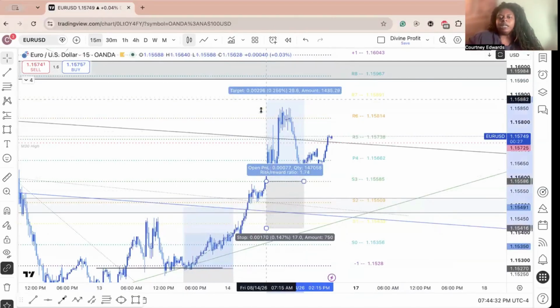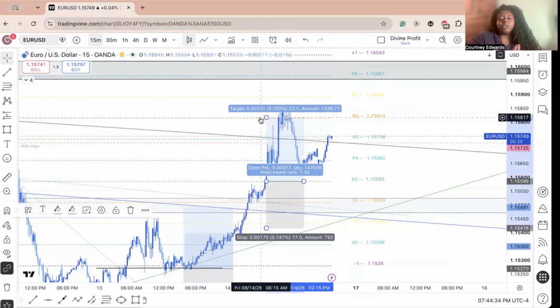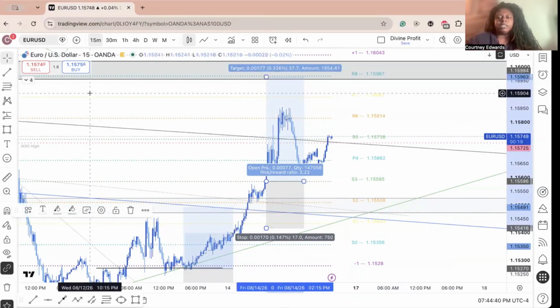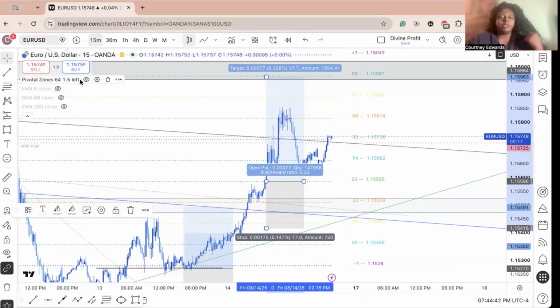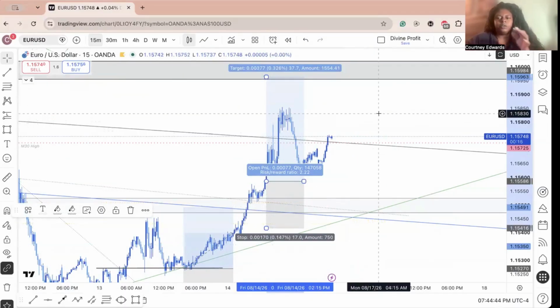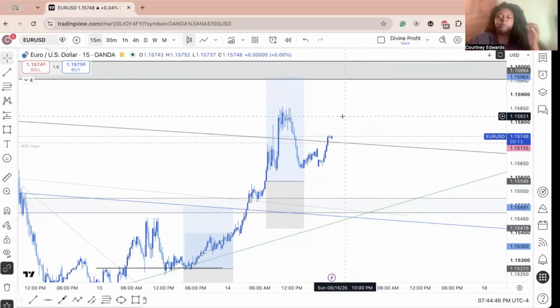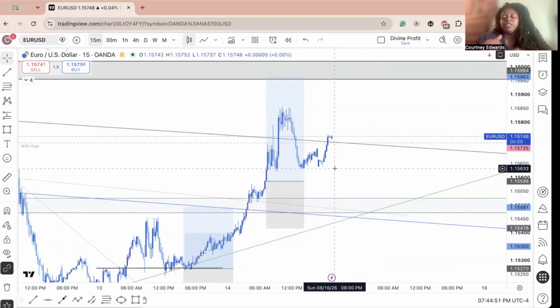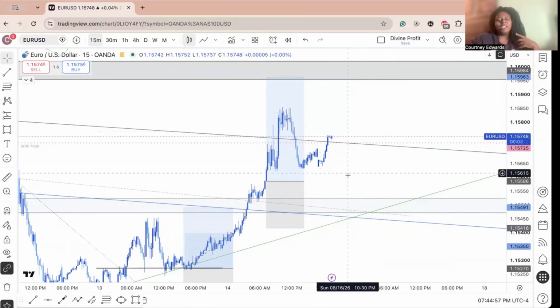I did take partials at this level that's here. So that was about 20 pips, but my overall target was the next zone. And I'm going to turn these off for a second because I just want to focus on the zones. My overall target was the next zone. I did move stop loss to break even, so I'm actually still in this trade, and I might get taken out at break even or I might hit TP.